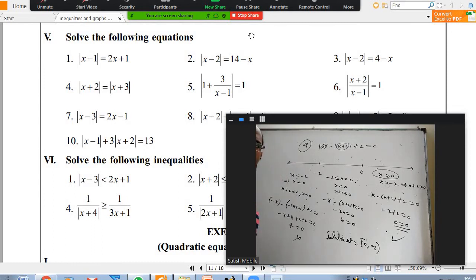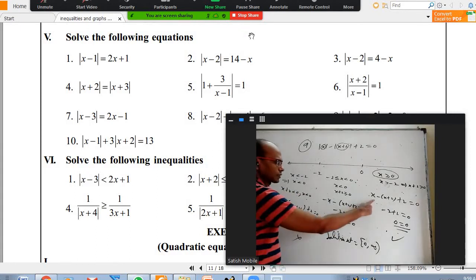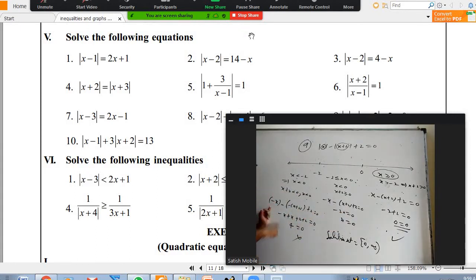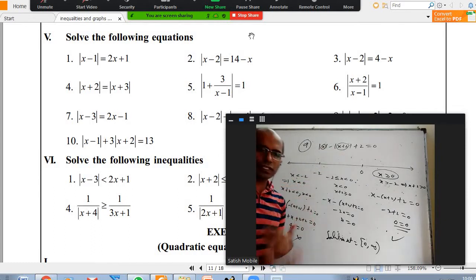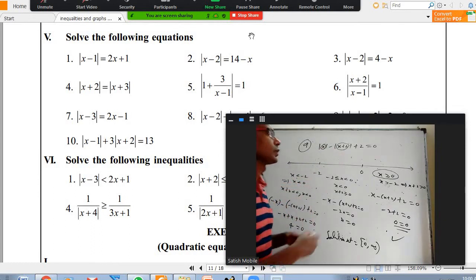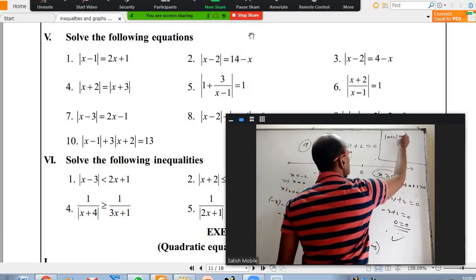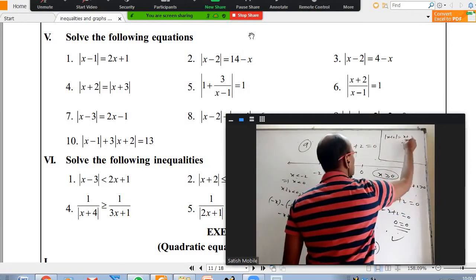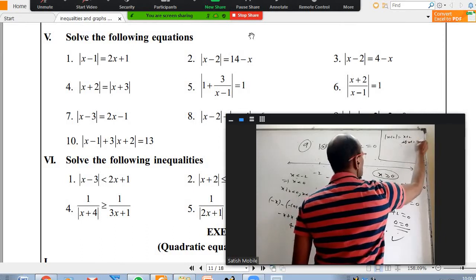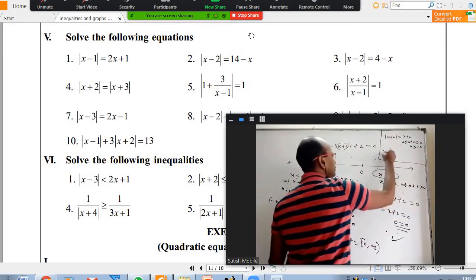Okay. Main point is, should I write mod x as plus x or minus x? Here I wrote plus x. Here I wrote minus x. Here I wrote minus x. Mod x plus 2: should I write plus of x plus 2 or minus of x plus 2? I can write it separately here. Mod x plus 2 is equal to x plus 2 if x plus 2 is greater than or equal to 0, that is x greater than or equal to minus 2.